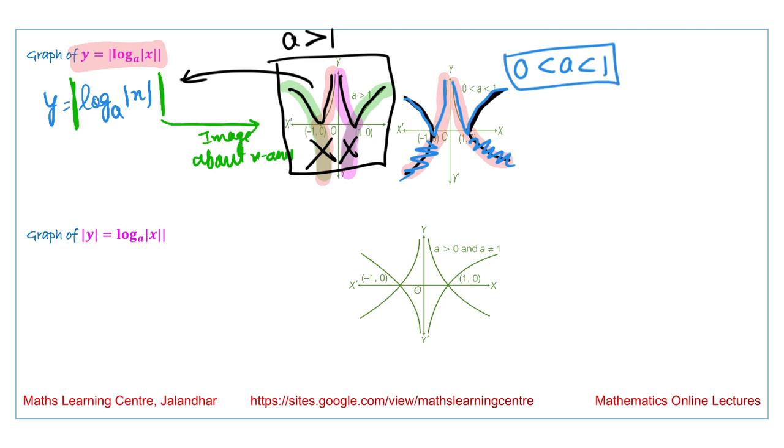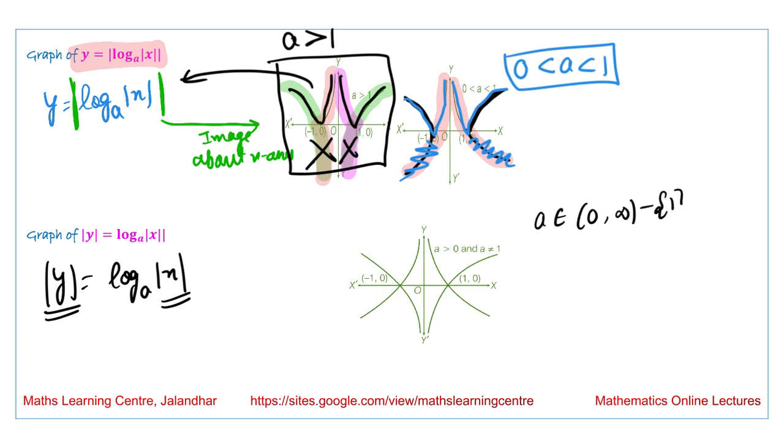Next is the graph of |y| = log_a |x|. Now in this case we are saying it is mod y over here and mod x over here. So this is the graph for the case when a belongs to the interval 0 to infinity minus the point 1; we are saying a cannot be equal to 1.